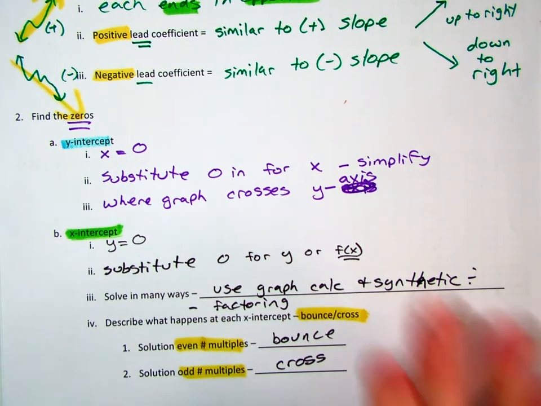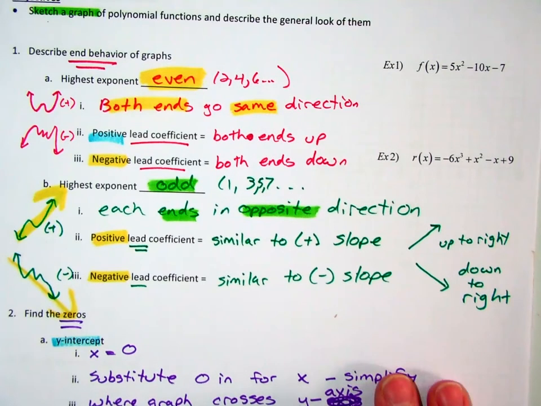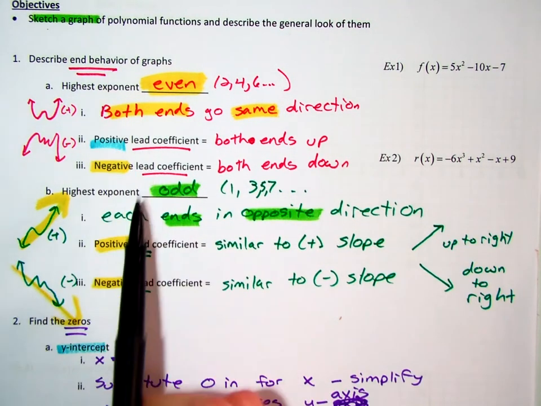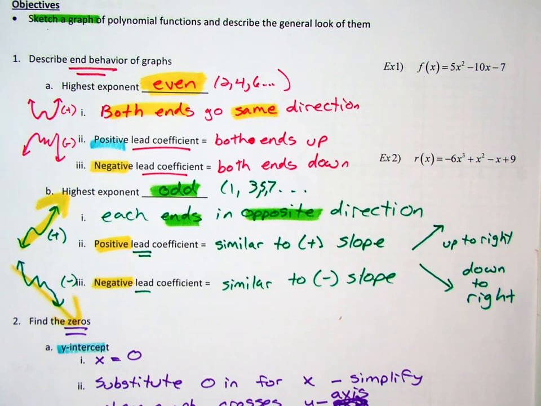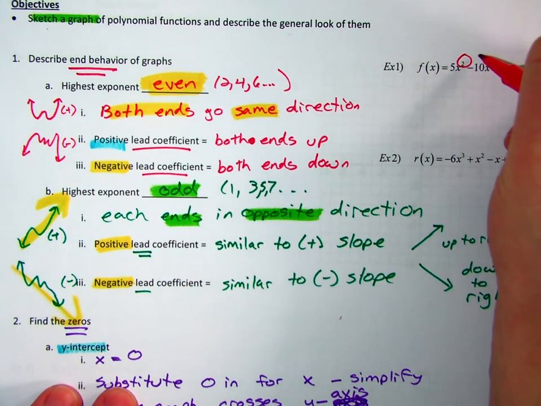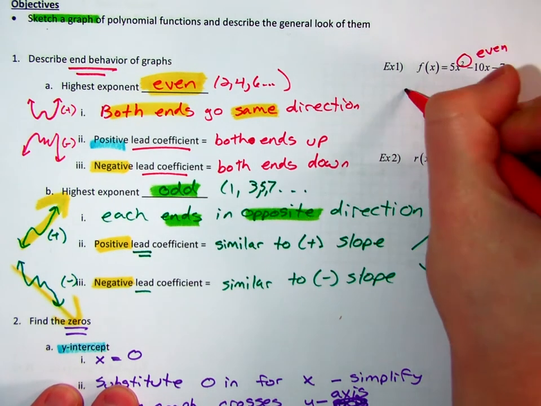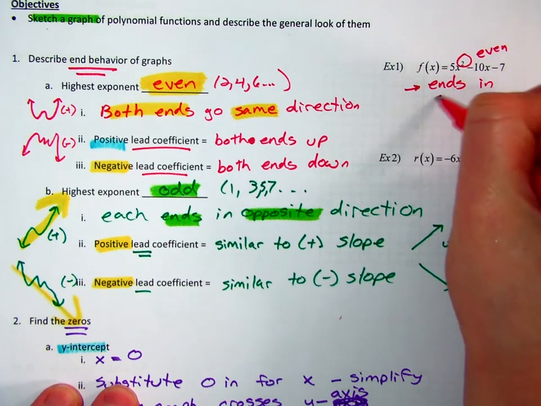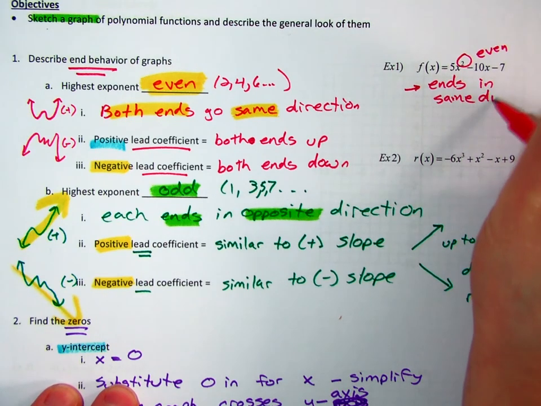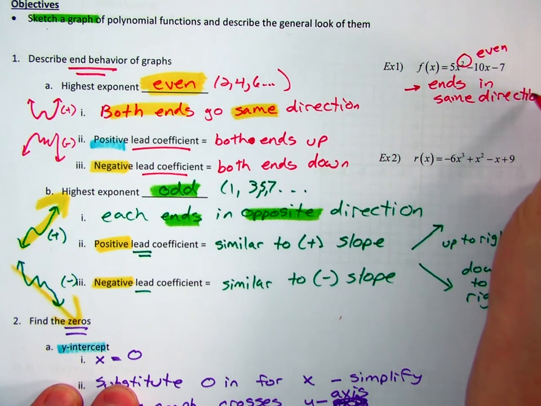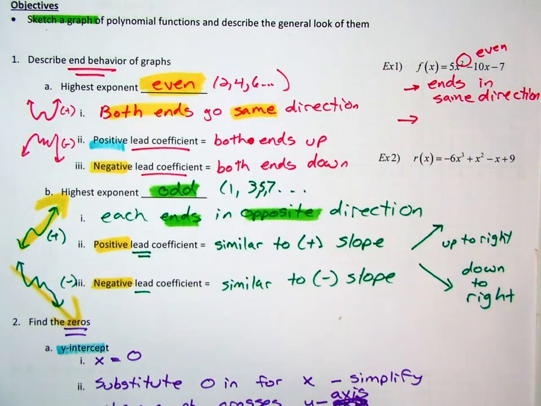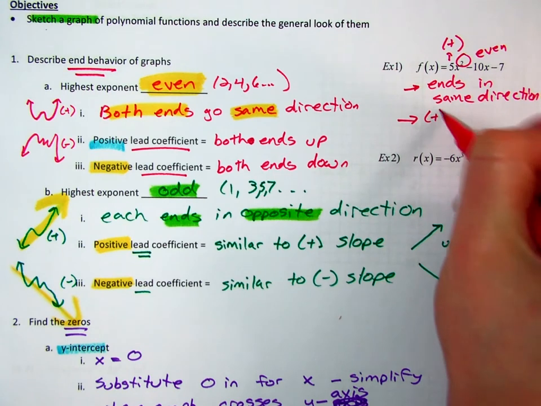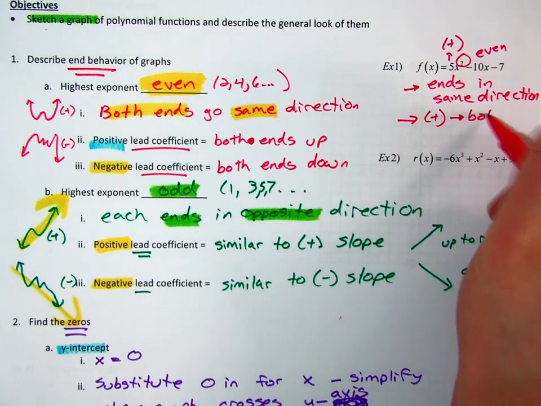Okay, now we're just going to head back up to the top where I had those couple of examples. So for this one, right away, the first thing I should be talking about is what's happening with the end behaviors. So this has an even degree, which means ends go in the same direction. And when I look at my lead coefficient, it's a 5, and it's positive. So since I have a positive lead coefficient, both ends will go up.